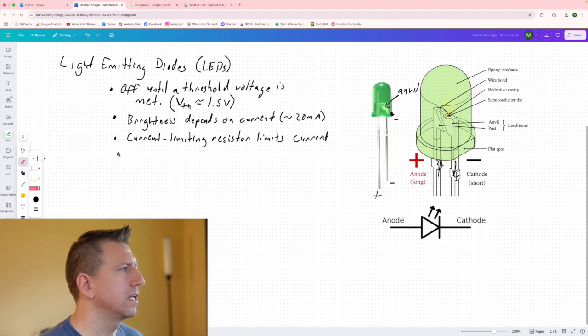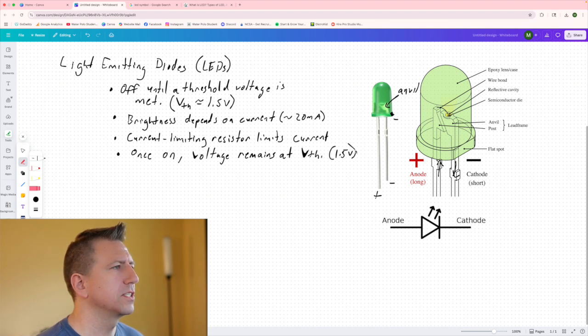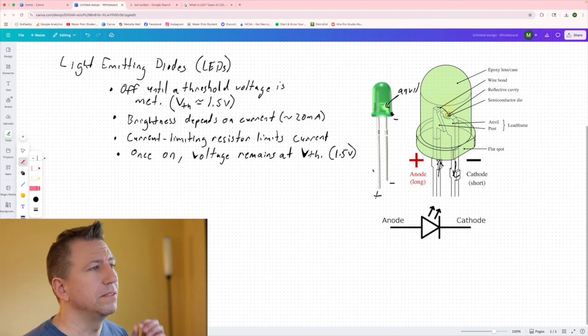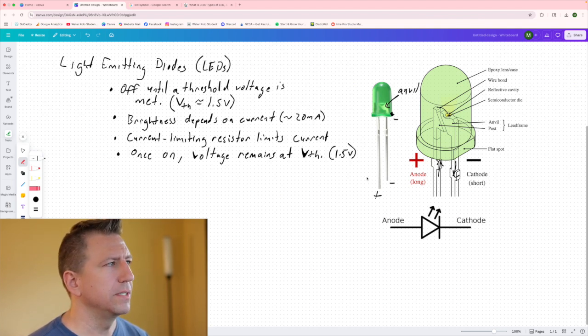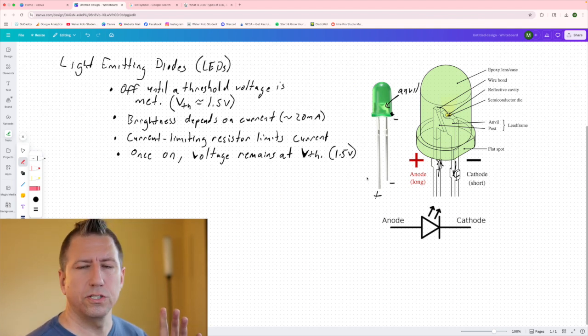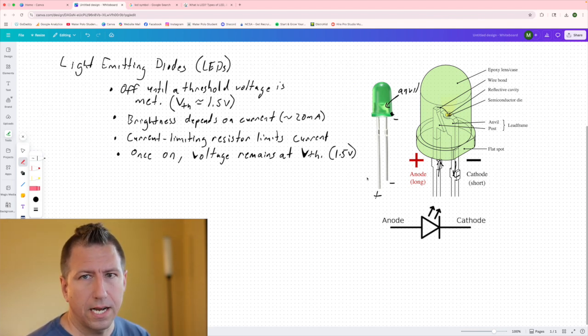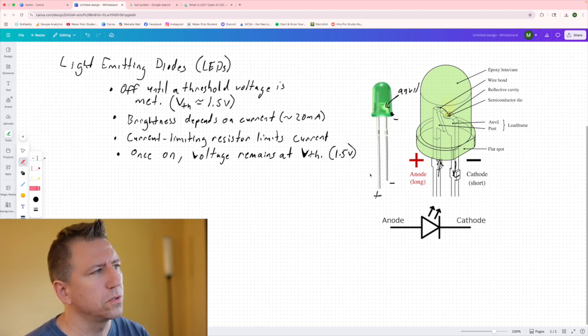One more thing to realize is that once on, the voltage remains at the threshold voltage of 1.5 volts. So the voltage doesn't increase when we increase voltage across the whole system. That's one of the reasons why we need the current limiting resistor: as the voltage increases across the system, the voltage will increase across the resistor, not across the diode. The diode will remain at 1.5 volts.